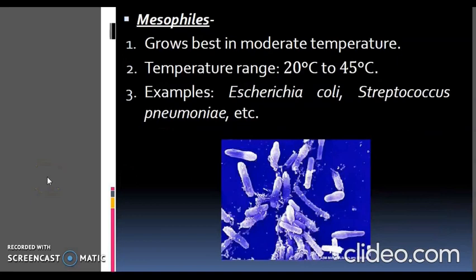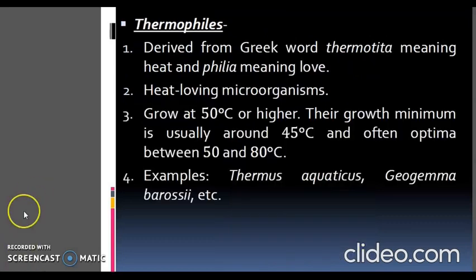Mesophiles. Most microorganisms, including all human pathogens, fall in this category and the examples include E. coli, Streptococcus pneumoniae, and they grow best in moderate temperature that is between 20 degrees Celsius to 45 degrees Celsius. Thermophiles is derived from the Greek word thermotita meaning heat and philia meaning love. They are heat-loving microorganisms.